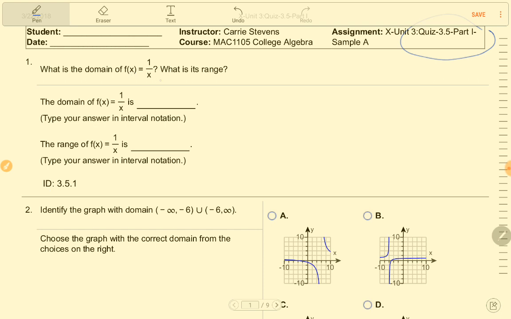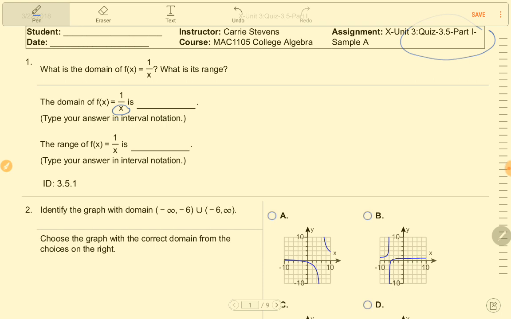f of x equals 1 over x, and what is its range? So we want to know all the possible x values that you can input into this function without it being undefined or non-real. And we also want to know all of the possible outputs of the function. So first of all, we can plug anything into this function except for 0, because if we plugged in 0, then we would have an undefined result.